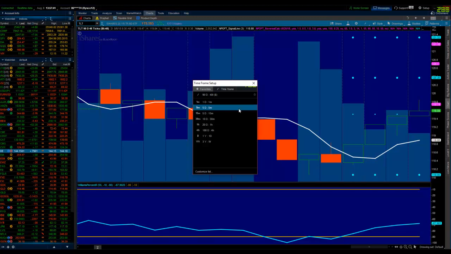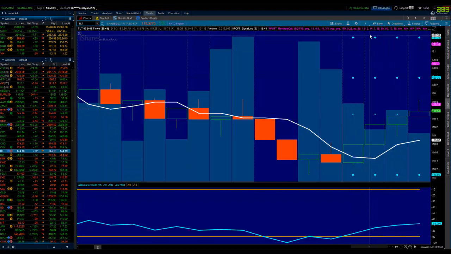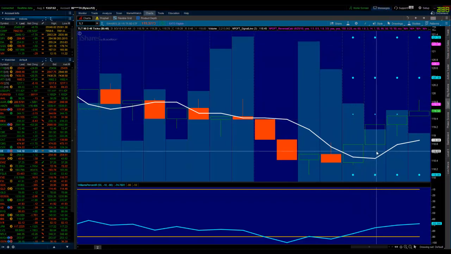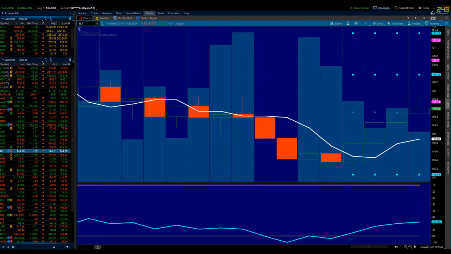Now, we are seeing a long setup on this chart on TLT, and the way I know that, if you take a look at the blue dots here on the right edge of my chart, you can see I had my entry dots right here. I had my two targets up above, and I had my stop down below. Now let me pull up my data box so we can take a look at the specifics of this trade.